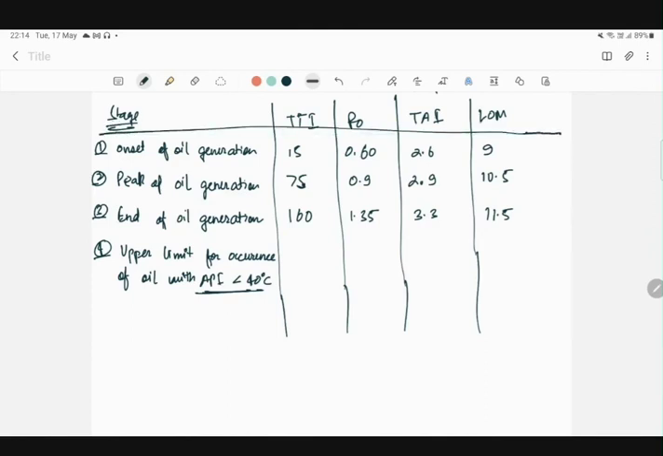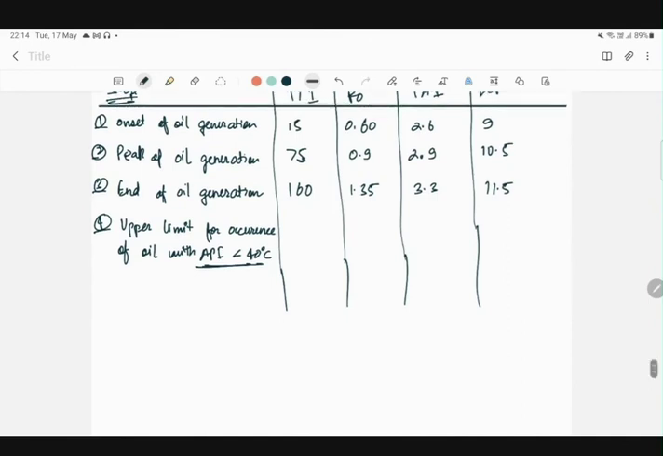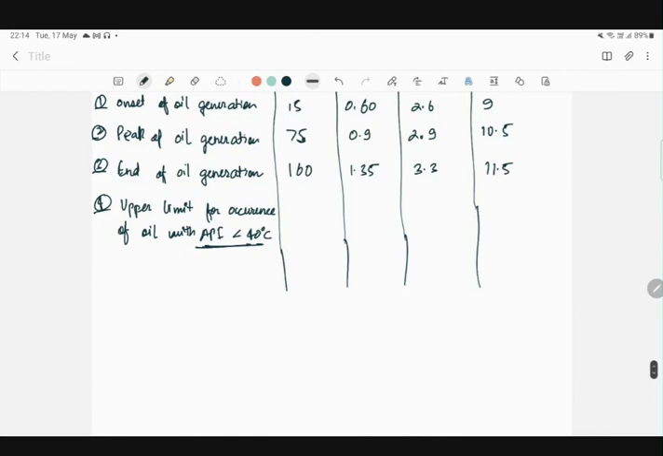So the API is inversely... Somebody is trying to say greater than 40 means the light oil. But API is inversely proportional to density, na? Yes. So if API is large, then density will be low, and if API is low, then density will be high.